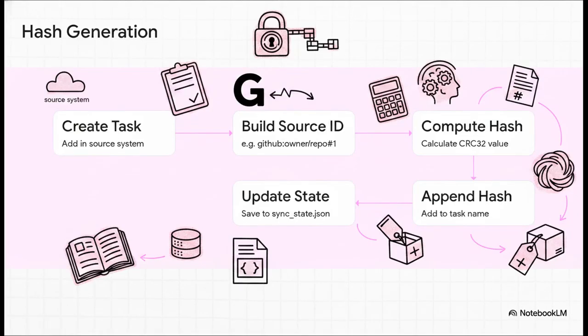Behind the scenes, the system safely generates this hash for you. When a task is created, it builds a unique source ID based on exactly where that task lives, like a specific GitHub repo and issue number. It computes the hash, tacks it onto the task name, and updates the master sync state file. And this entire process is idempotent, meaning no matter how many times you run the sync, it safely prevents any duplicate tasks or hash collisions. It's rock solid.